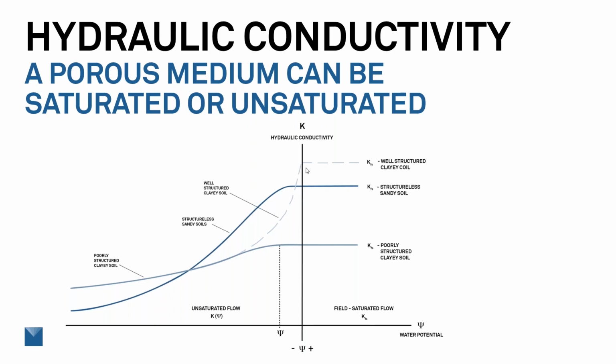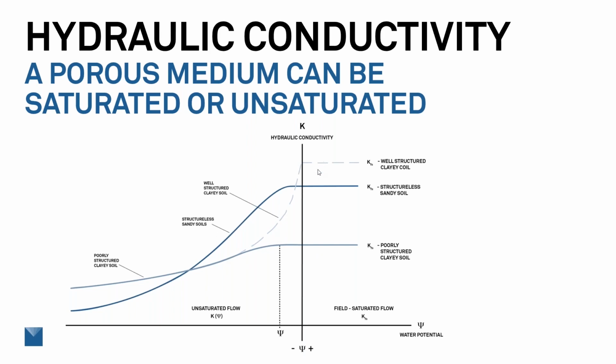And on the y-axis here, we're looking at the hydraulic conductivity, and on the x-axis here, we're looking at the change in the status or the water potential of the soil. So right at this intersect here, this would be at saturation. And as we go to the left, it's going to become less saturated. And what we see is obviously as the conditions change, the conductivity of the soils change for all three types.